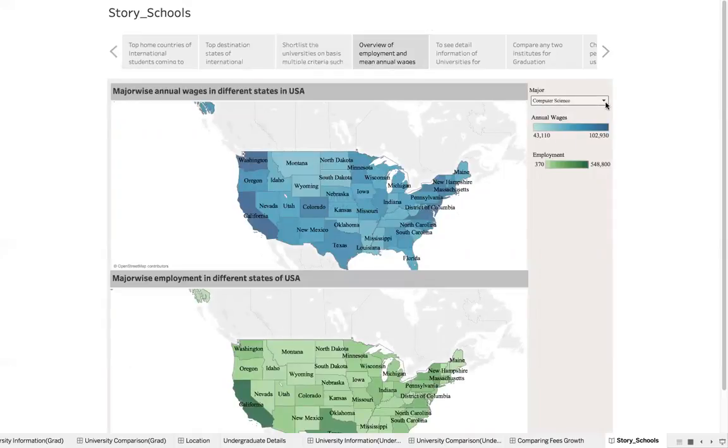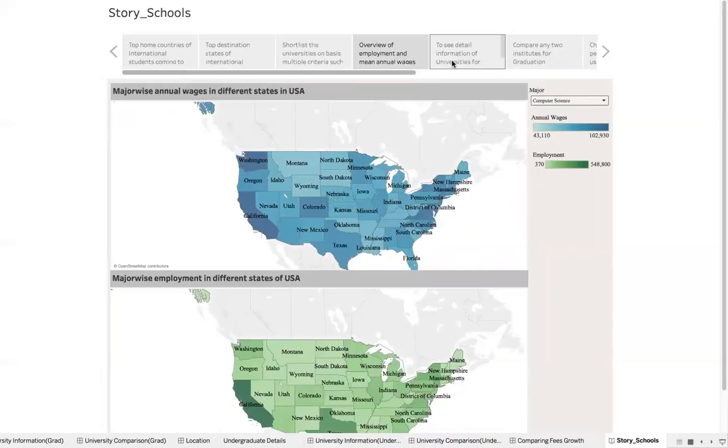And here, since she wants to pursue computer science, she can just select computer science, and she can see here that California is the best state in terms of annual wages and employment for computer science. On further research, she can also find out that Silicon Valley is the hottest spot for software developers and startups. Hence, she can focus on California universities.